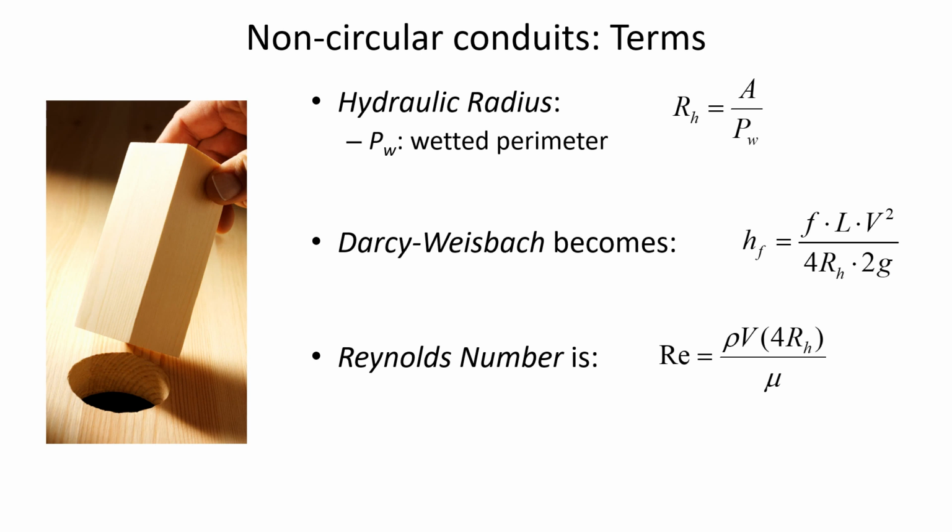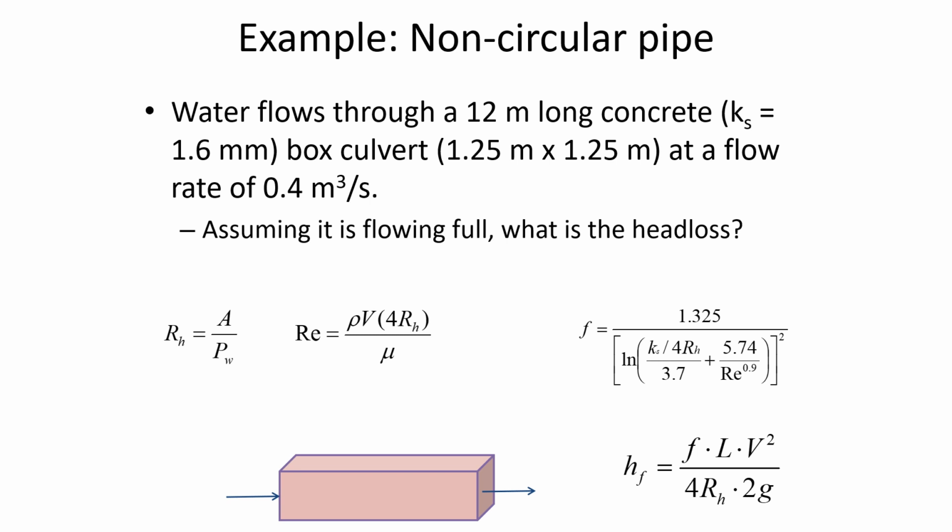So the substitution is just 4 times the hydraulic radius instead of the diameter, and that can be extended to measures of relative roughness as well, where epsilon to diameter is that right-hand side axis that we use in the Moody diagram. Instead of that, we would just say epsilon divided by 4 times hydraulic radius. All the same principles beyond that apply, so it's a pretty simple substitution.